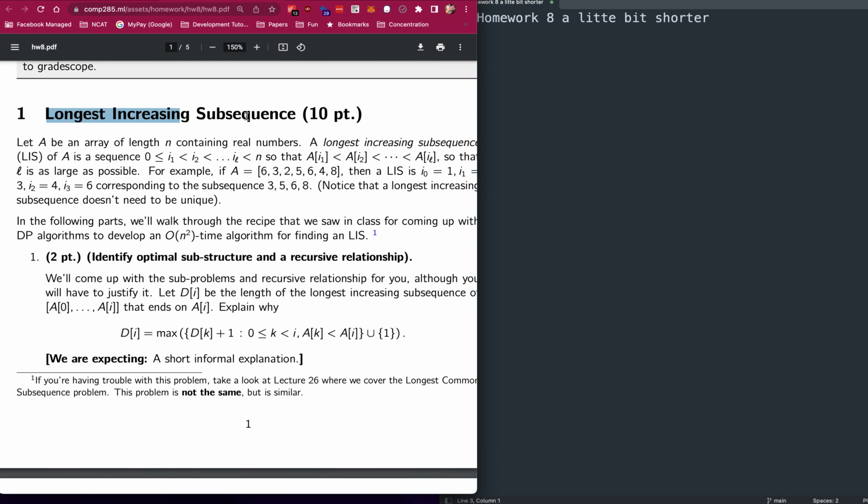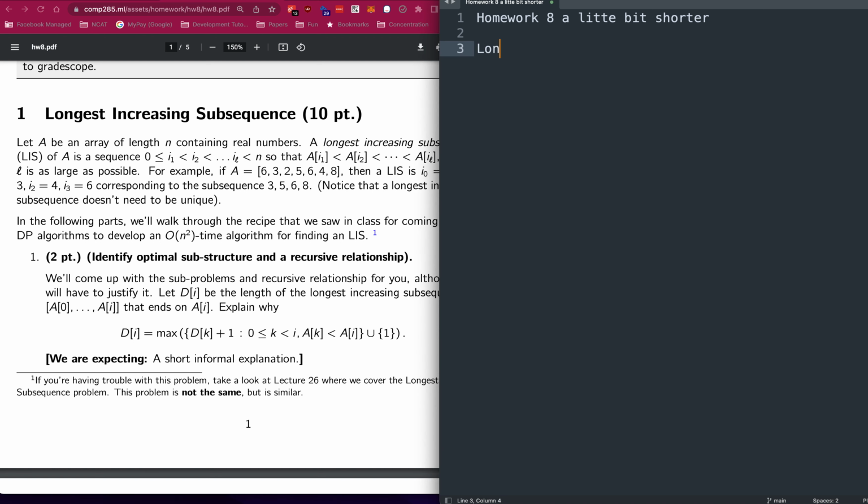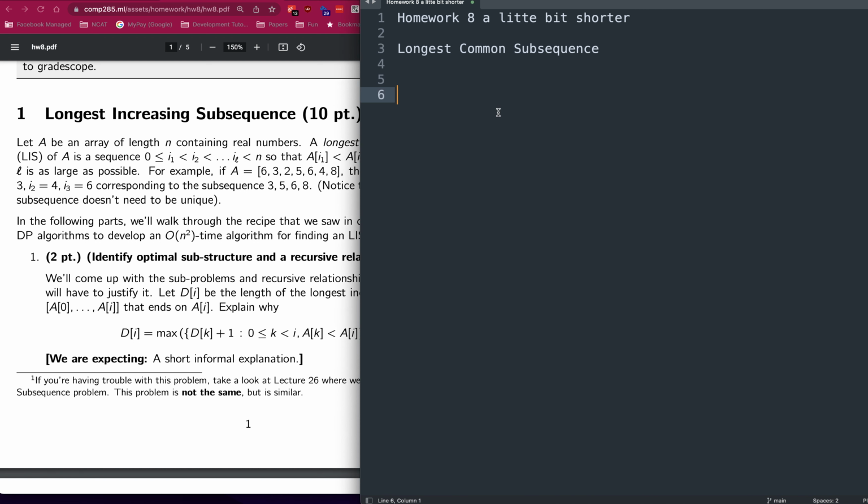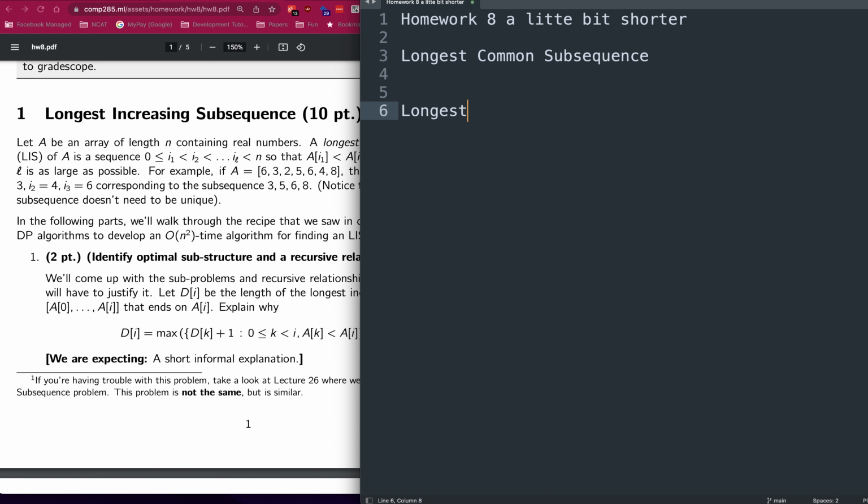The first problem we have here is called longest increasing subsequence. If you remember, in class we covered the longest common subsequence, and you probably remember the definition of that. In this problem, we're going to cover the longest increasing subsequence. It's a way to make sure you understand the definition of subsequence and optimization.